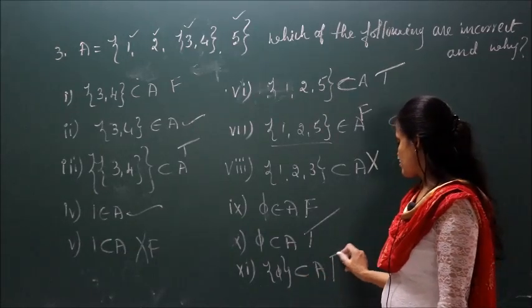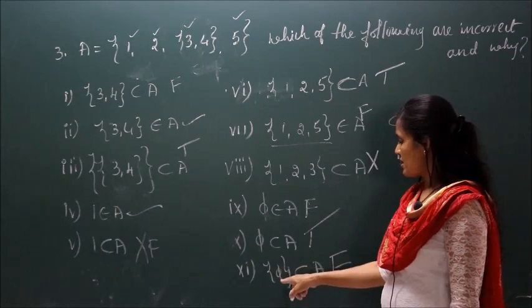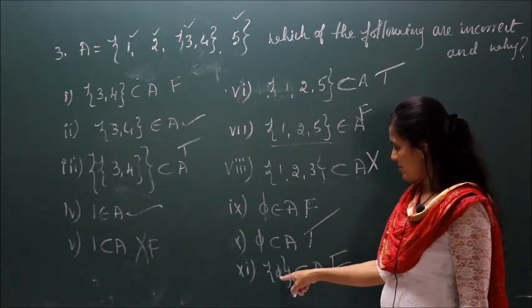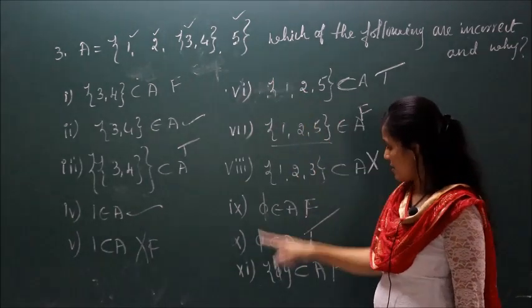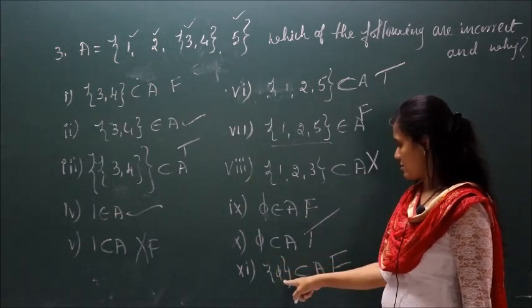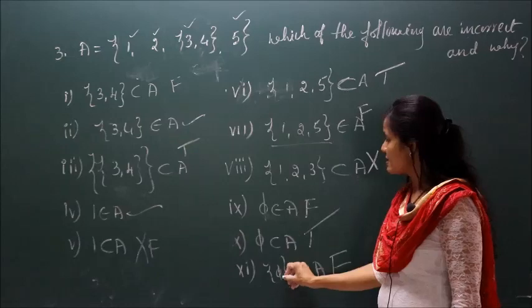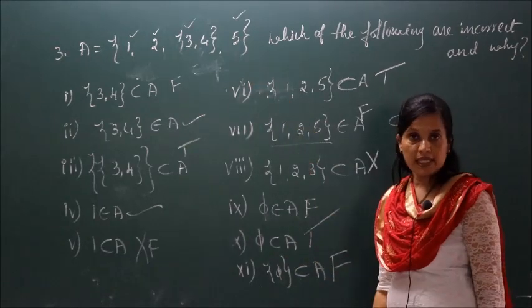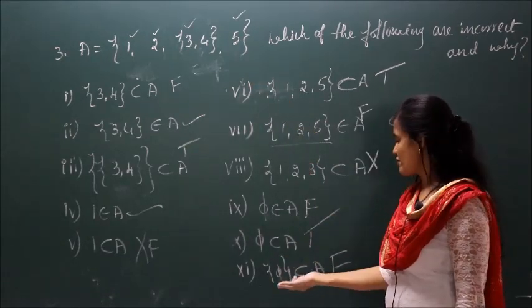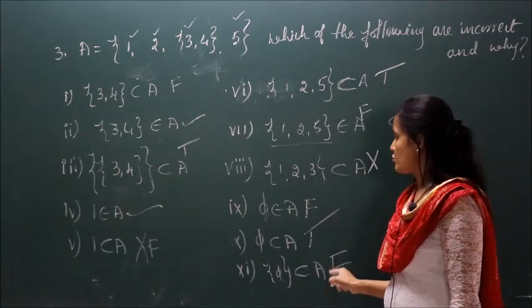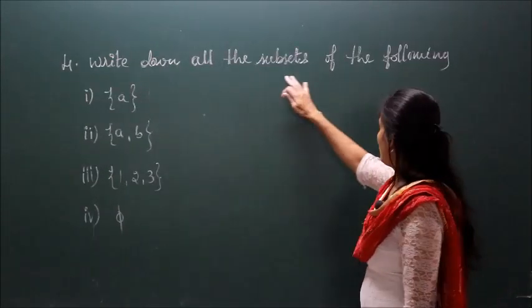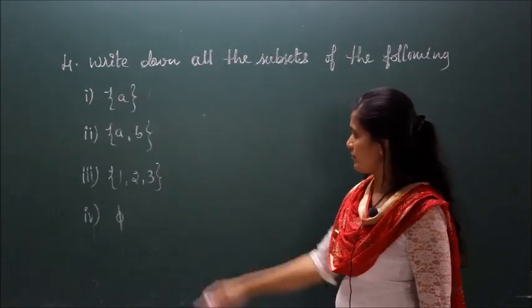This is the subset of A. No, it is false. Why? Because what is the meaning of this? This is an element of the set A and that set is a subset of A. This is false because this element itself is not there in the set A. Then there is no question of subset. This is false.